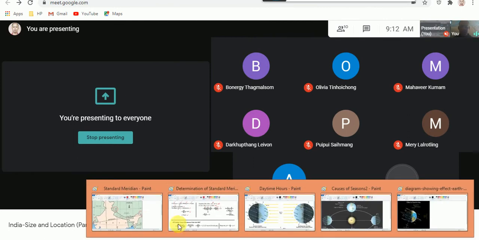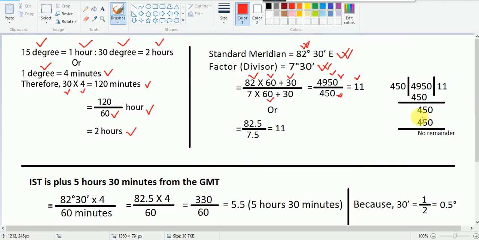Just see how to divide it. For example, this 4950 is here, then it is divided by this 450, then 1, then 450, then again we get 450, then again 1, then 450, and we don't get a remainder. That means it is divisible.